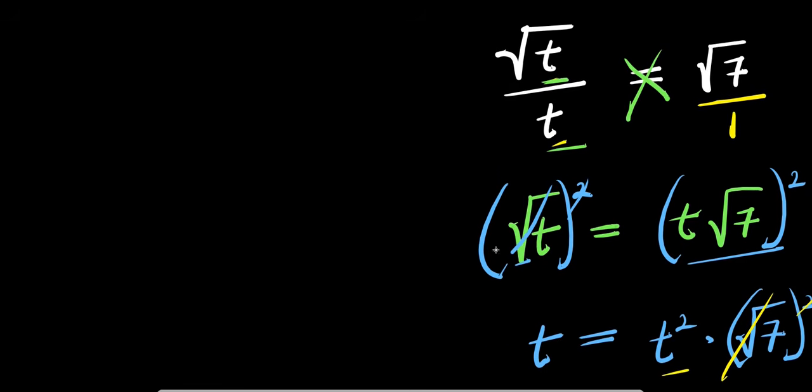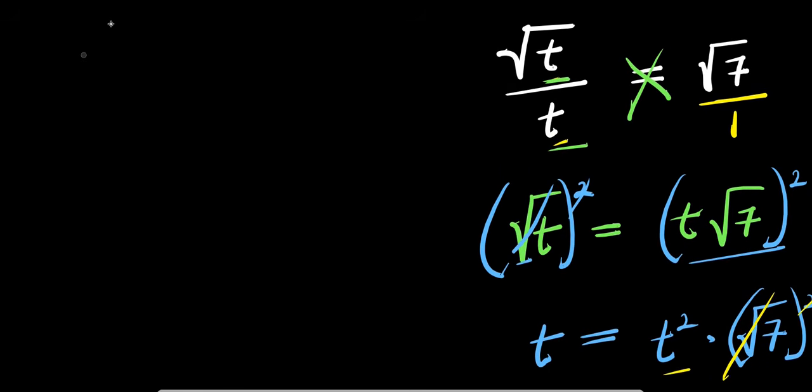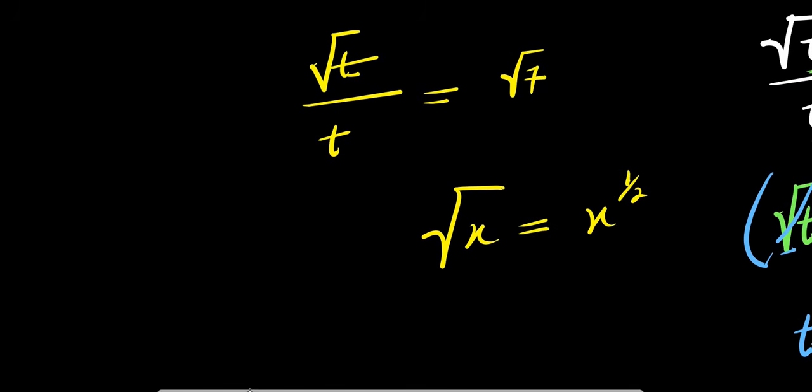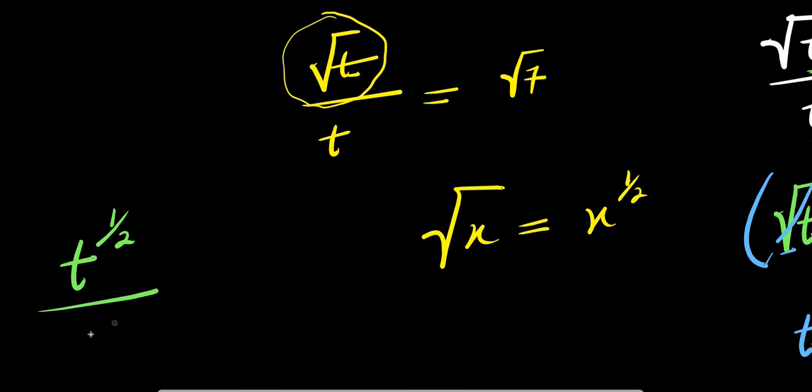Let's solve this using a different method. I have square root of t divided by t equals square root of 7. So I can easily have, remember, square root of x is the same thing as x power 1 over 2. So square root of t will simply give me t power 1 over 2 divided by t equals square root of 7.